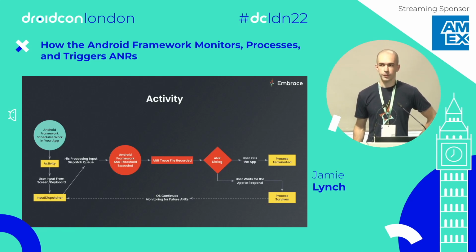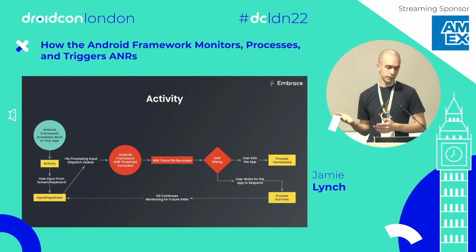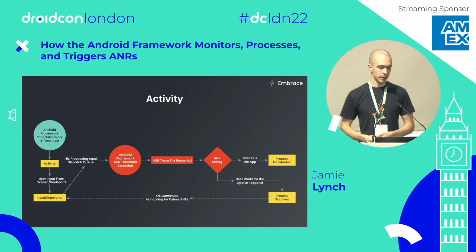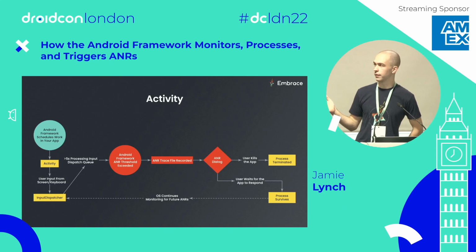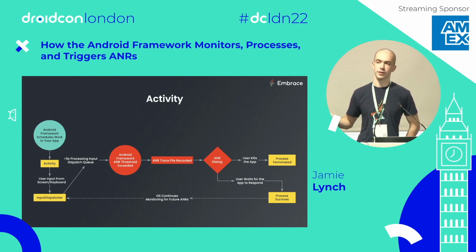And this diagram shows you what the Android OS is doing internally when work is scheduled in an activity. Let's start from the top. The Android OS schedules work in your activity. You get some user input when the activity is displayed, maybe. And that user input gets put on the input dispatch queue. If that takes longer than 5 seconds to process, then the threshold is exceeded. And the Android OS is going to record a trace file, show a dialog, and then the user decides whether to kill your app or not.